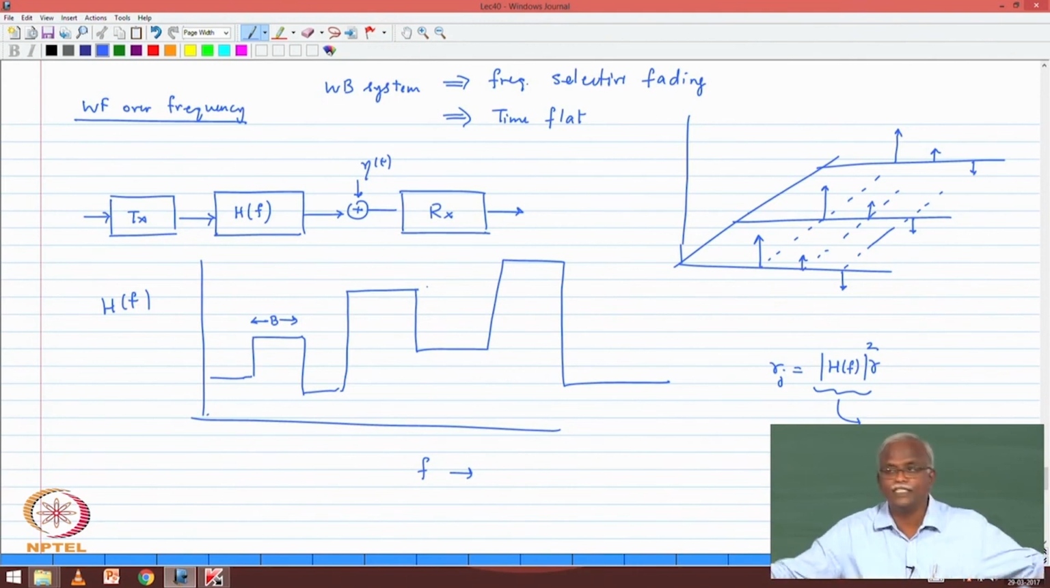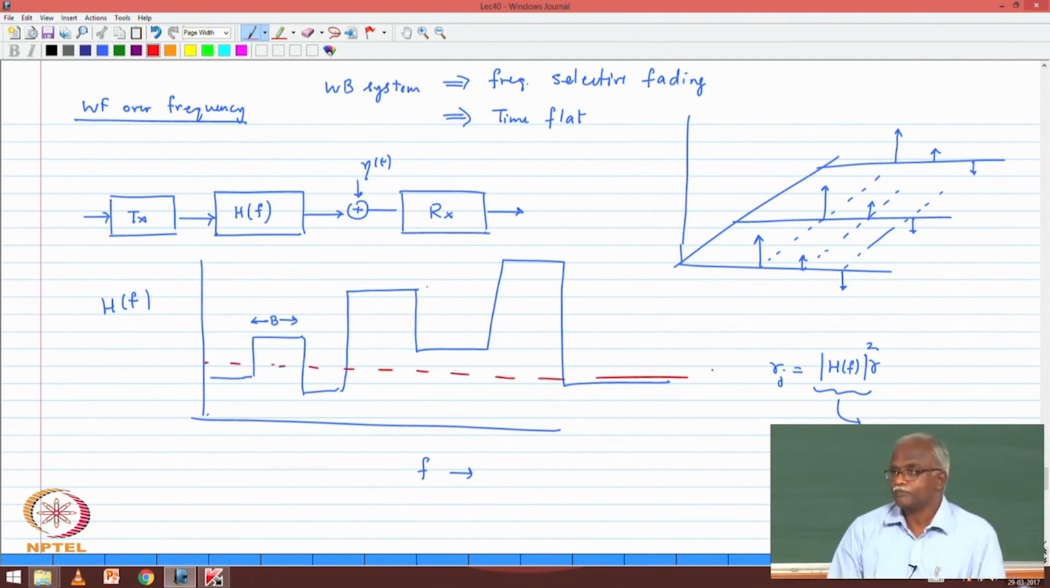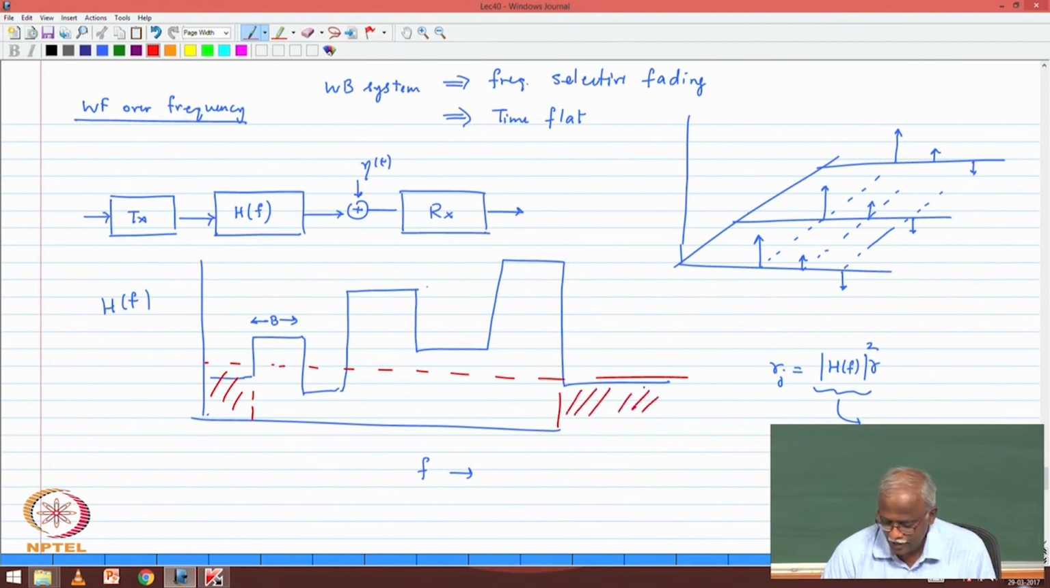So what does this look like? This looks like a large number of narrowband channels with bandwidth B, each of them with different SNRs. How do I get capacity out of it? Water filling. Water filling over time or frequency. Basically again, decide that there may be some threshold below which you do not want to use any transmission. So I do not want to transmit in this region. I do not want to transmit here, but I want to transmit in the other portion. I do not want to transmit here also, but I want to transmit in the rest of the spectrum.